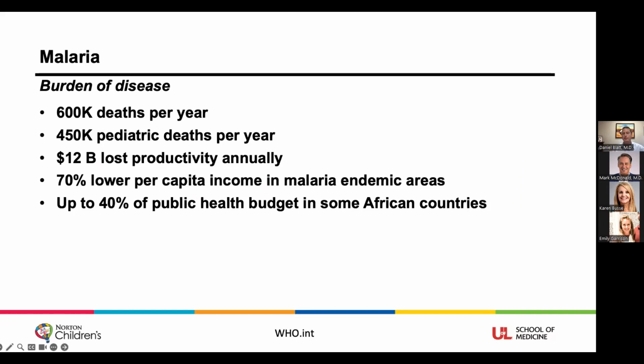Malaria is responsible for about 600,000 deaths per year, the majority of which are in children. There's about $12 billion lost in annual productivity worldwide directly due to malaria disease. Countries which are endemic to malaria have about 70% lower per capita income than non-endemic areas. And countries that are endemic to malaria often have about 40% of their public health budget allocated to deal with malaria disease. This is an enormous burden on the healthcare systems worldwide.